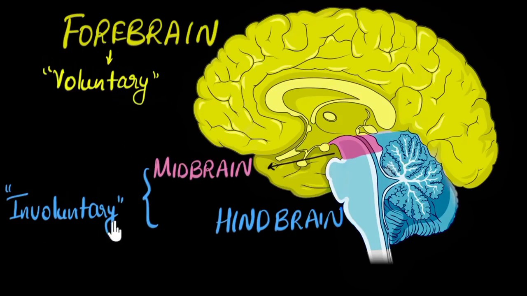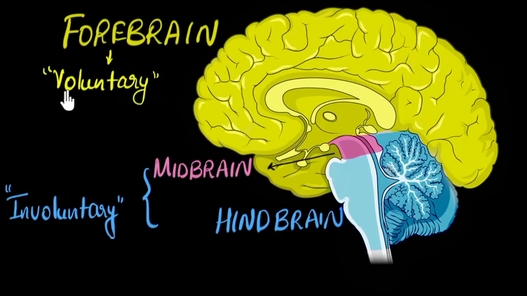And when I say involuntary functions, there are some functions happening in your body which you're not in control of. For example, your heart beating, or maybe your digestion. You're not in control of those, right? So those are mostly taken care of by your midbrain and the hindbrain.